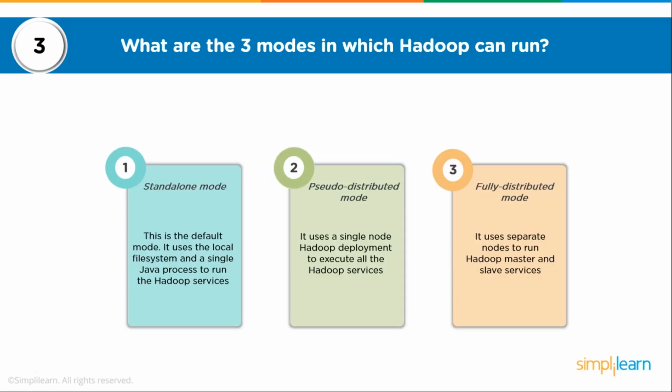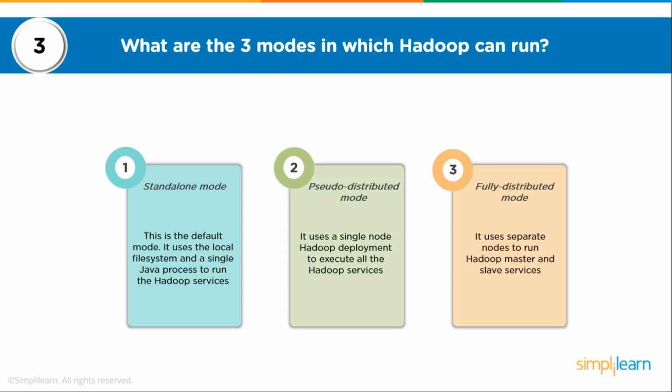So what are the three modes in which Hadoop can run? You can have Hadoop running in a standalone mode. Now that's your default mode. It would basically use a local file system and a single Java process. So when you say standalone mode, it is as if you are downloading the Hadoop related package on one single machine, but you would not have any process running. That would just be to test Hadoop functionalities.